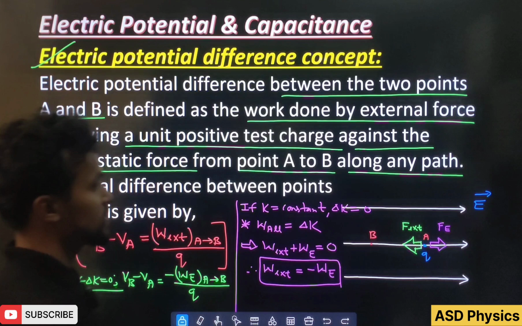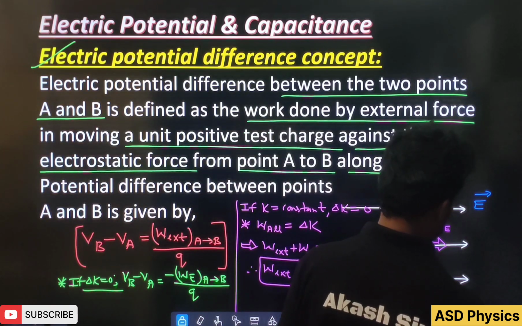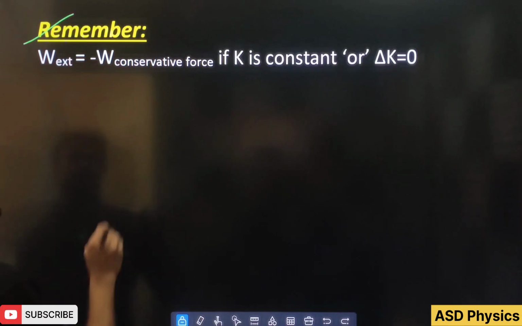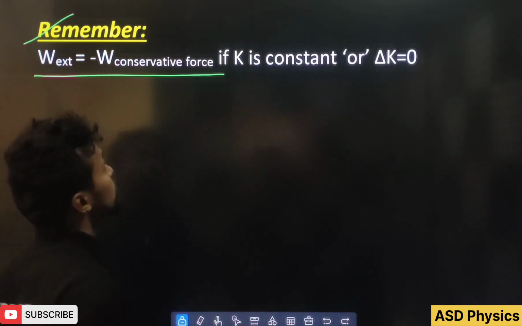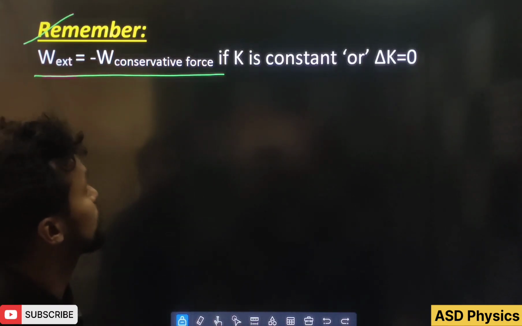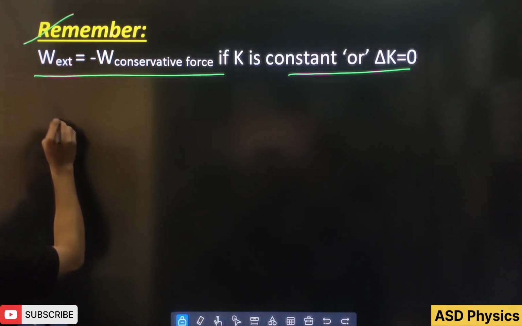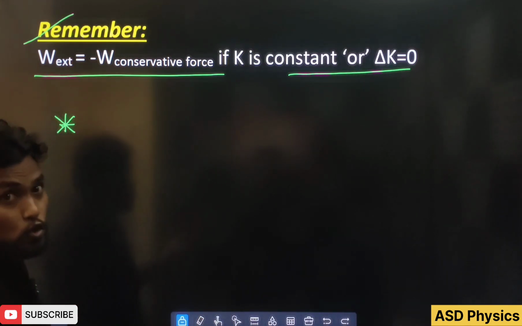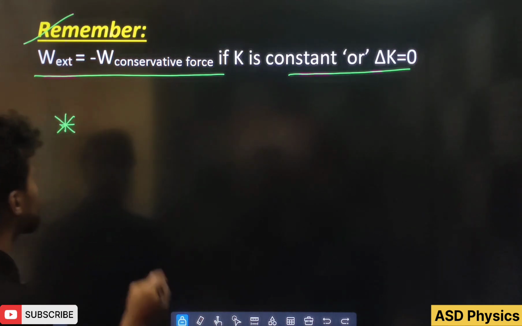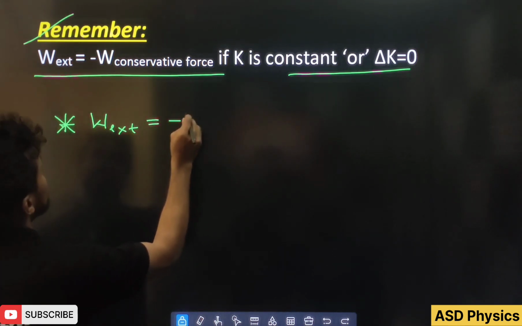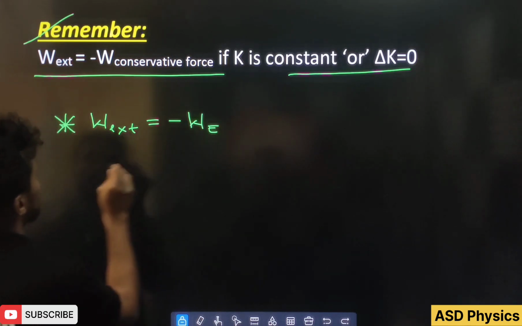Okay, so now students, after learning all these things, we are going to move to the next one. Remember, as I have told you, work done by the external force is the negative of work done by the conservative force if K is constant or delta K is 0. In our 12th syllabus, conservative force means electrostatic force. So for the electrostatic force, we can write W external is equal to minus of WE.